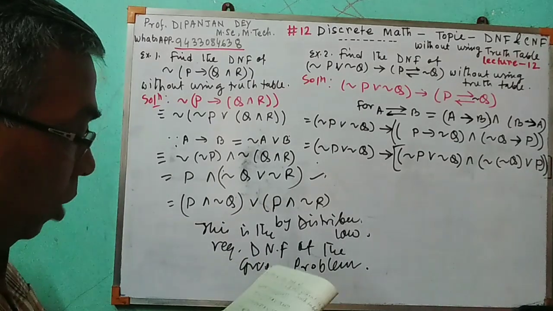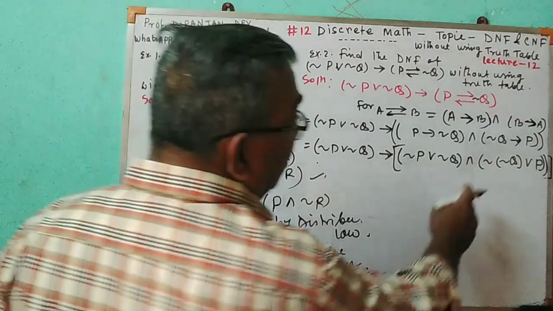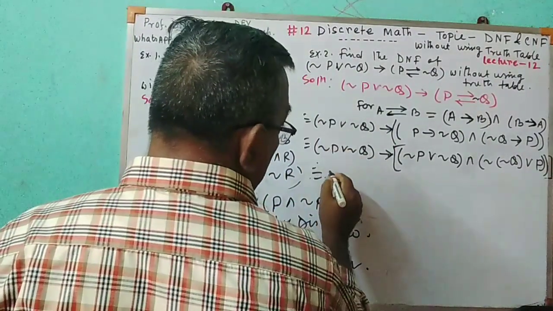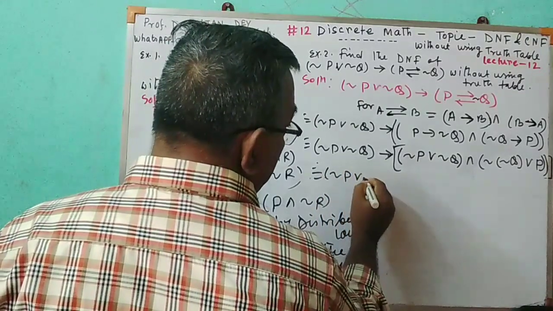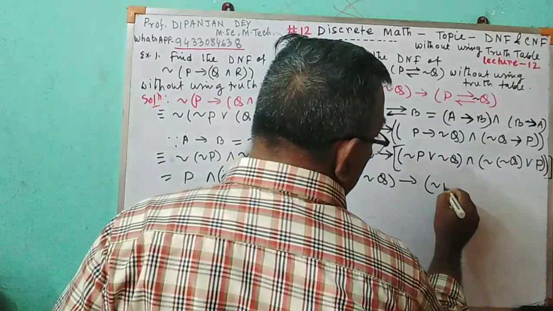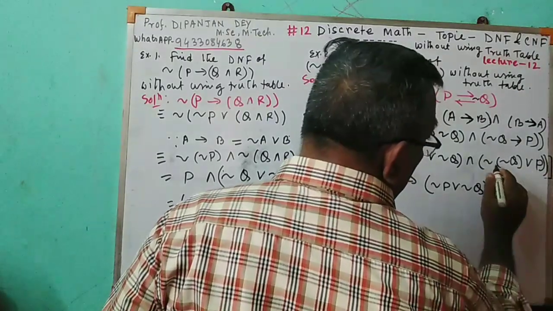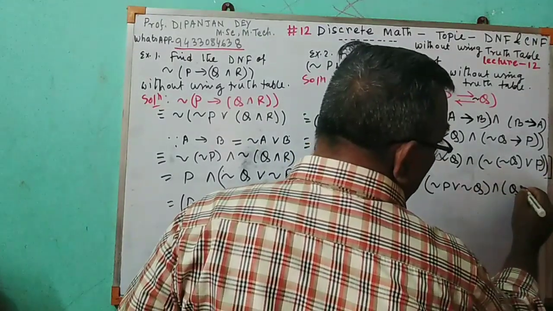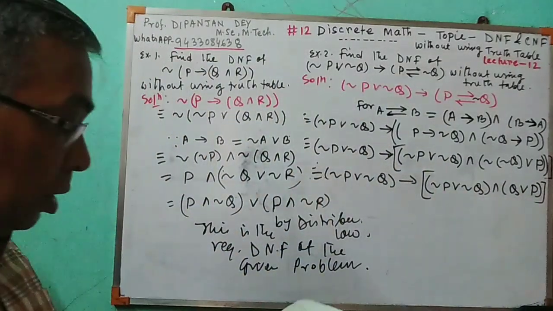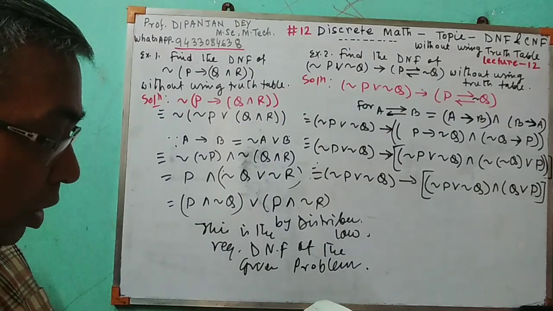Now what will you do? Negation of negation Q, that is equivalent to Q. Try to understand this: this is negation P, negation Q, and negation of negation Q is Q. This formula you have to remember. This we are getting.